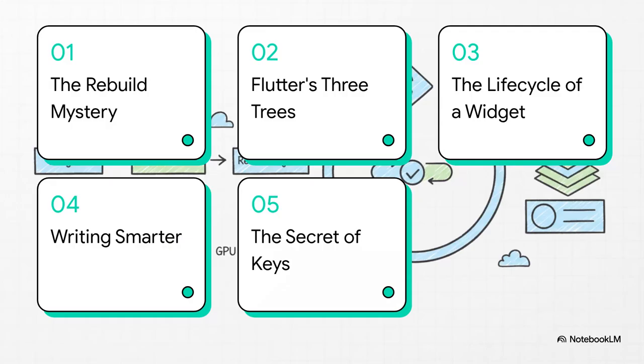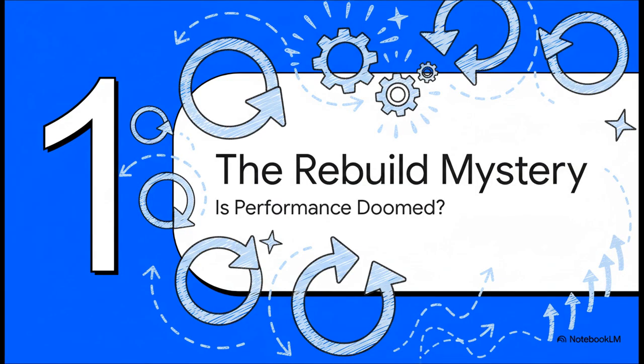UI. So here's what we're going to cover. First, we'll tackle that big rebuild mystery. Then, we'll dive into the secret weapon behind Flutter's performance. It's 3 trees. From there, we'll trace the life cycle of a single widget, learn some killer tips for writing smarter code, and finally, we'll unlock the secret of keys. Let's get into it.